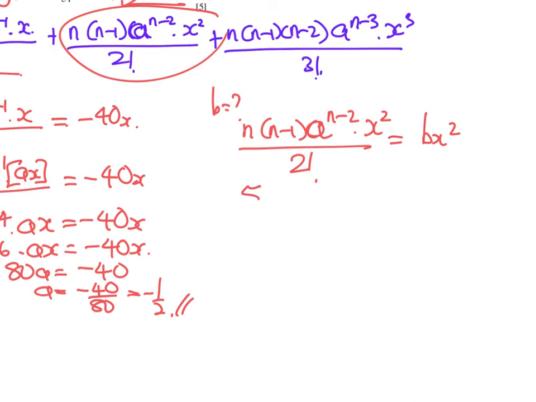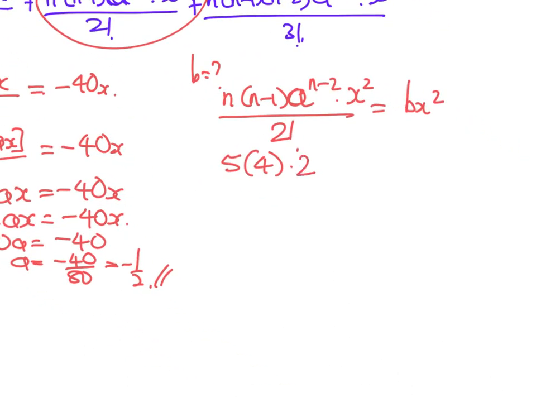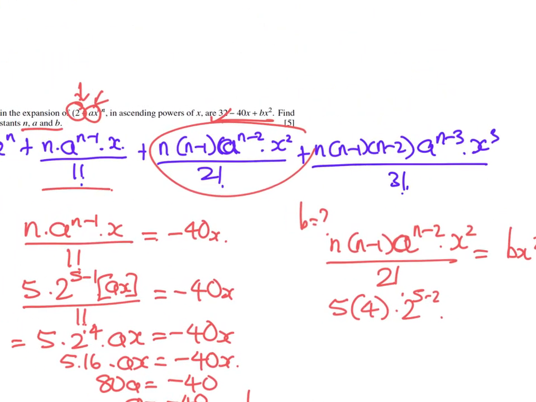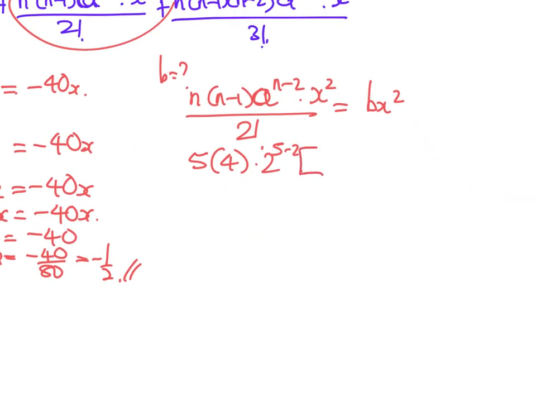What's n? It's 5. So 5 times (5 minus 1), which is 4. And a, remember, is 2, so 2 to the power of 5 minus 2. And x is, remember, the second term in the bracket, ax. So you sub ax, and since we already have a as negative half, I'm going to sub negative half times x, and then you square that. The whole thing is divided by 2 factorial, which is just 2, and this is equal to bx squared.